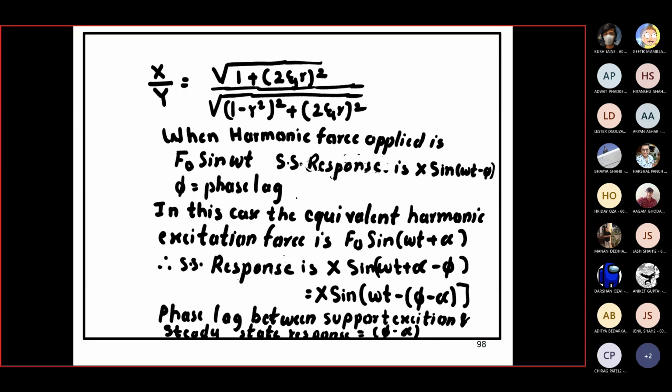Okay. Now the only variation here is the sine which is taken is of the term omega t plus alpha. Instead of omega t, it is omega t plus alpha. So there is this additional alpha. So when, therefore, the steady state response is sine (omega t minus phi), and the excitation is omega t plus alpha, I can rewrite this as omega t minus phi minus alpha. So the phase lag between the support excitation and steady state response is not phi, is not alpha, it is phi minus alpha. All right.